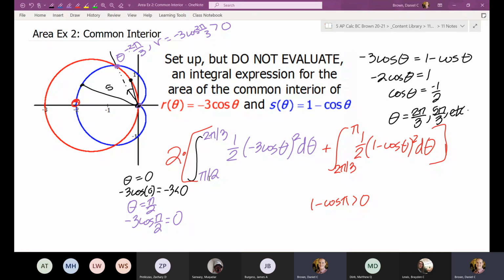Another way I could have said this: typically we're able to pick key values, and you have to remember from pre-calc how these graphs look. You could easily make a t-chart and start finding these values. These graphs are still based off of circles, so important things are often going to happen at those key angles. Another way you could have gotten pi over 2 is to set it equal to 0 and go from there. But I just know from experience it's easier to pick ones that you know are going to work and go from there.